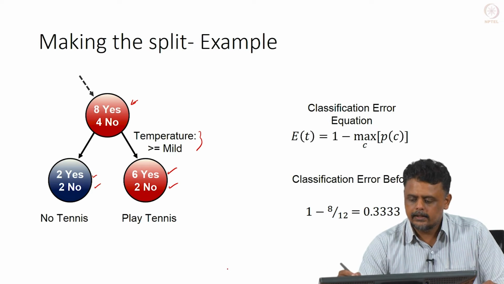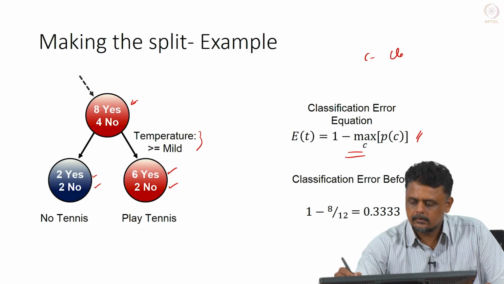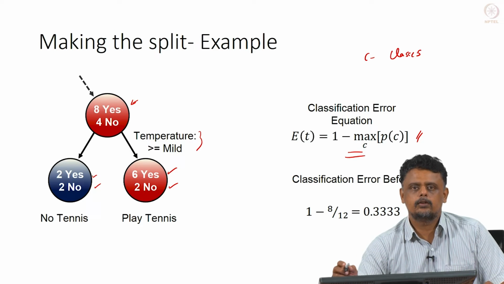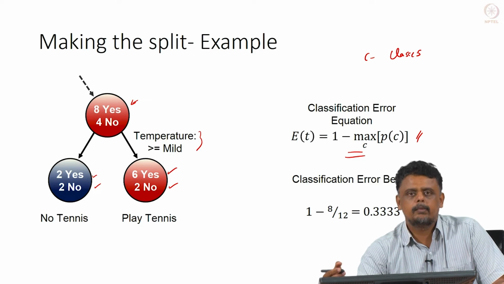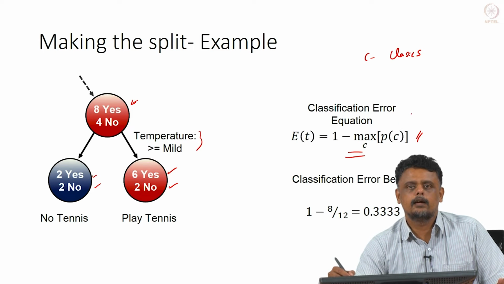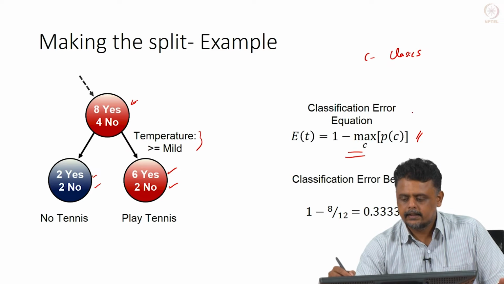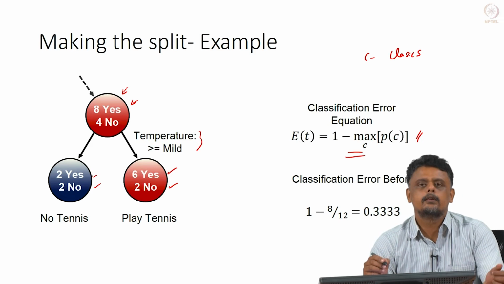This is the equation for the classification error: 1 minus the maximum of P of C, where C denotes the class. The number of classes can be more than 2. Typically for binary classification we have 2 classes, but there could be multiple classes for this kind of algorithm. So, 1 minus max of P of C is what we would like to evaluate as the classification error. Okay.